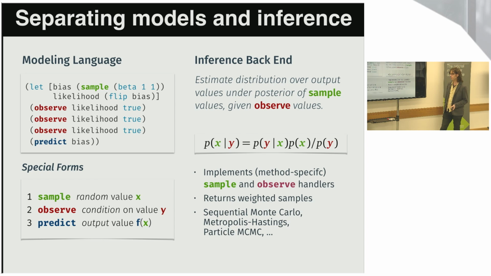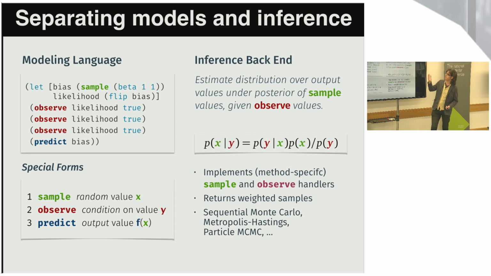One is sample, which takes a distribution, and as the user, it semantically returns a random value sampled from that distribution. And the other is observe, which returns nothing, but taking in a distribution and a value says, if I were to run this program, semantically condition it on this having happened.